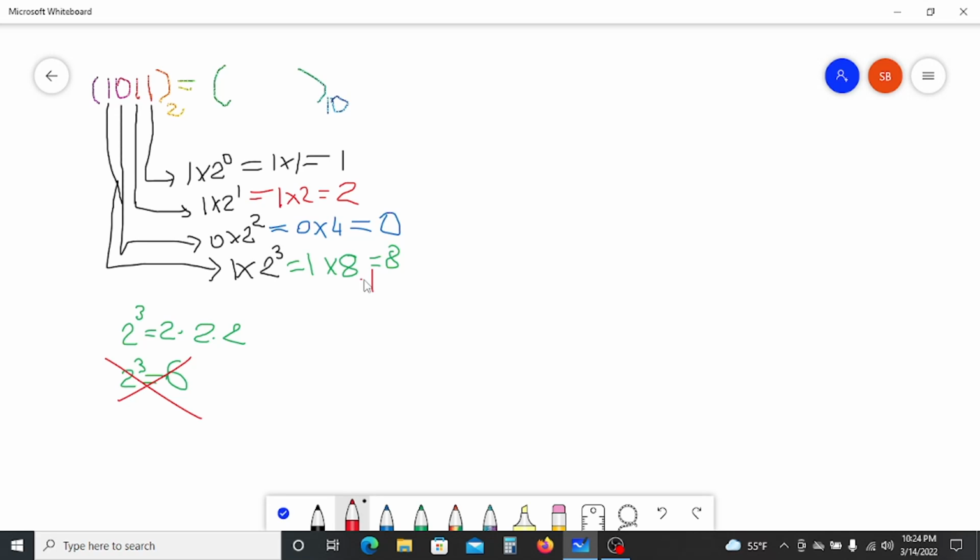So in the final stage, we need to add all the numbers. 1 plus 2 is 3, plus 8 is 11. That means that 1 0 1 1 in base 2 is equal to 11 in base 10. Okay.